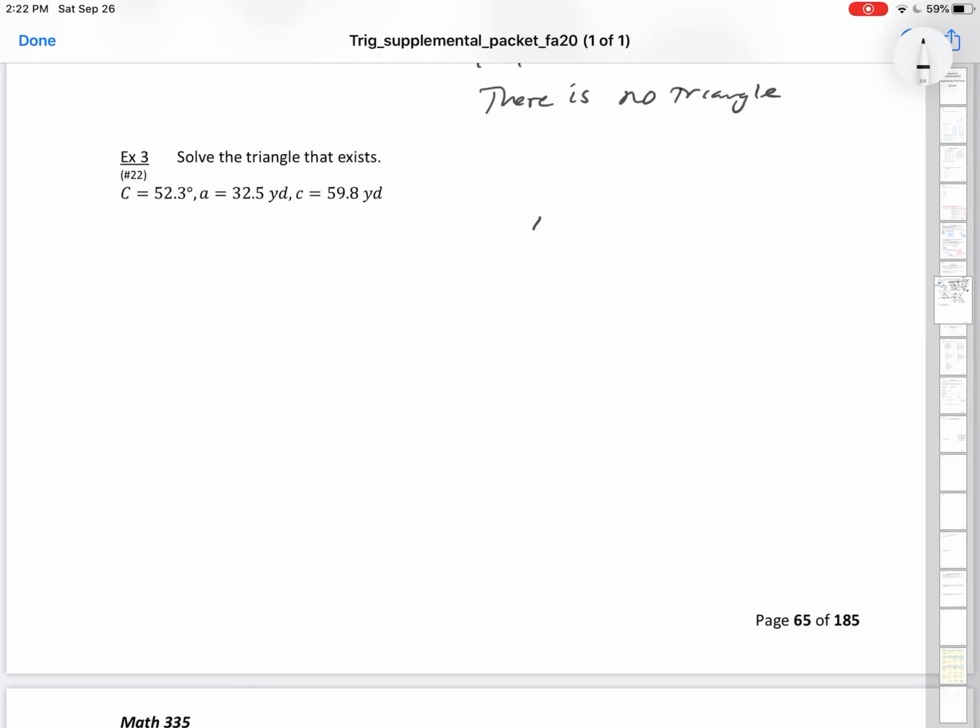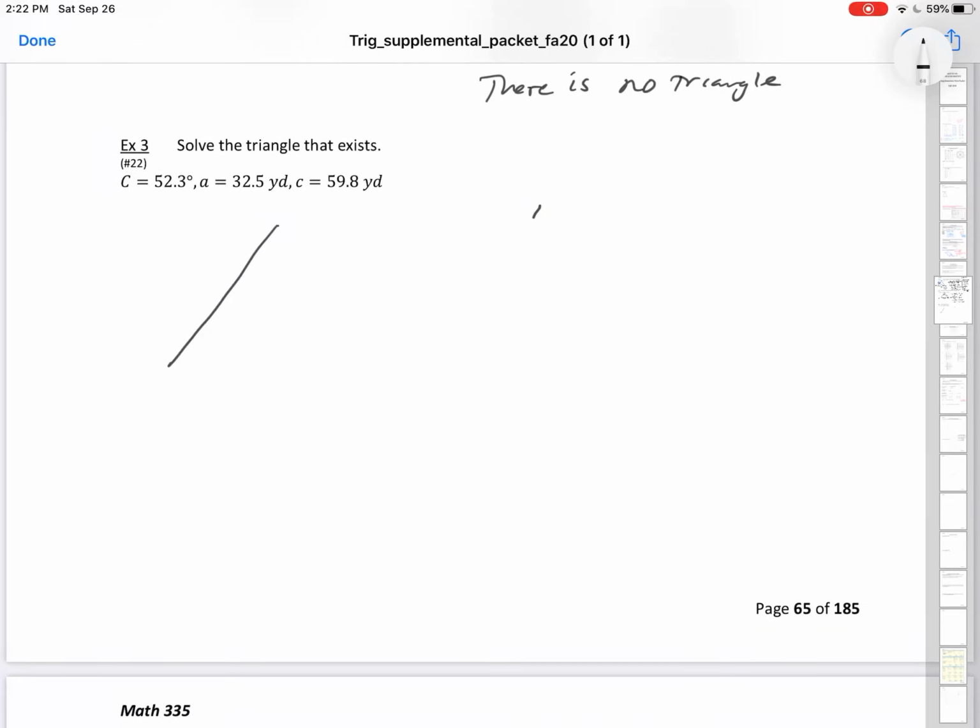In example 3, we have a triangle. Again, just drawing my standard one, never worrying about what it looks like because it's just for points of reference. A, B, C. And what do we have? C is 52.3 degrees. Little a is 32.5. And little c is 59.8. And what do they want us to do? They want us to solve the triangle. So if we're going to solve the triangle, we need to know little b. We need to know angle A. So in the end, I need to say what little b is, what angle A is, and what angle B is. No problem.